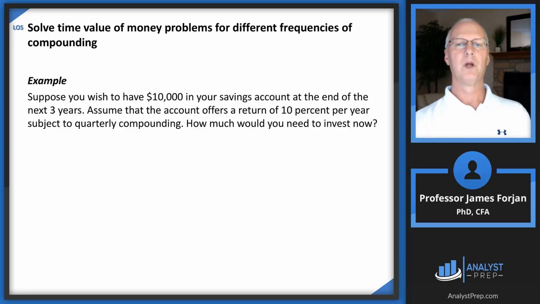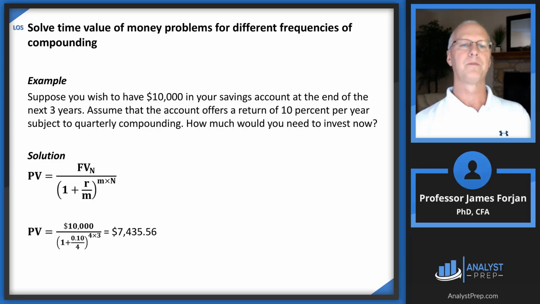Here's a good example. Let's suppose that we want $10,000 in our savings account at the end of 3 years. If we have a discount rate of 10% quarterly compound, how much would we need to invest now? In other words, what is the present value of that $10,000 to be received in 3 years if interest rates are 10%? And here's the formula, and we can compute that 7,435 just by making the adjustment.